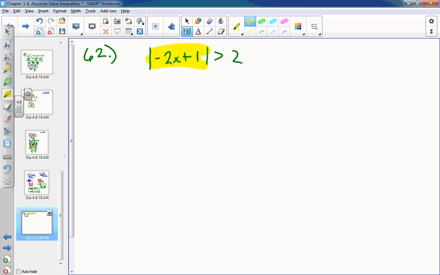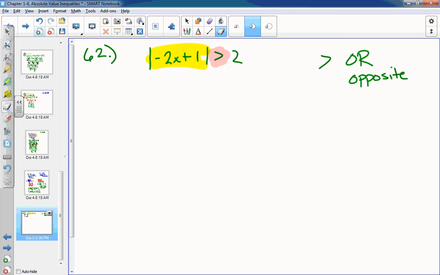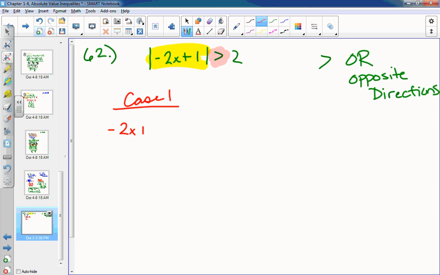So what I need to do is I need to look at my inequality statement. My inequality is a greater than symbol, so since that's a greater than symbol, greater than means it's an OR, which means my graphs go in opposite directions again. Yes? So since I'm already isolated, I go straight to case 1. -2x plus 1 is greater than 2. I forgot. Is it possible? What's the outcome of this going to be? Positive. And can a positive be greater than a positive? Yes.